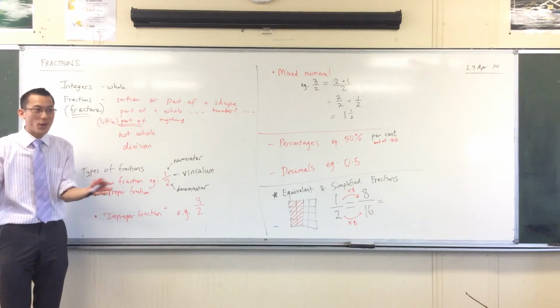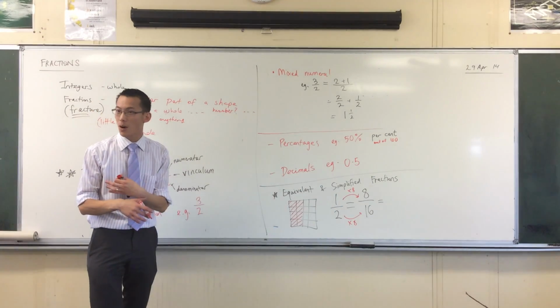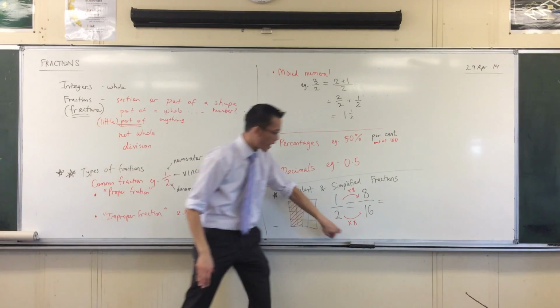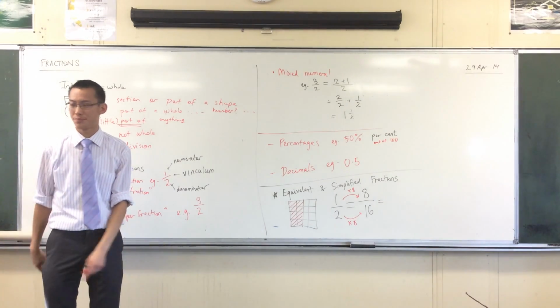So you can see, I can multiply by any number I like, so long as I do it to the top and the bottom, and these fractions will all be the same. They'll all be equivalent. Okay, so give me a number.